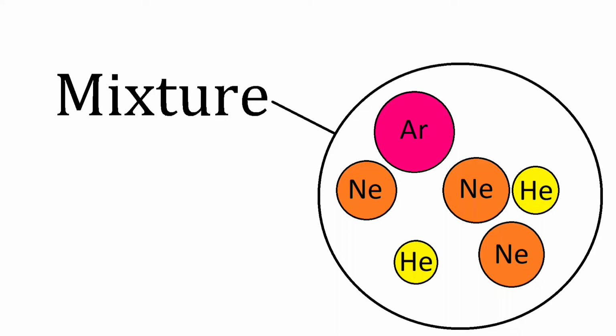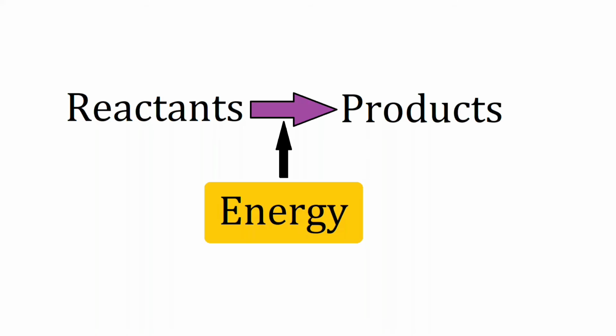Now the next one: a mixture is combined elements and compounds without chemical reactions occurring. In this example, we have a lot of the non-reactive gases and noble gases, such as helium, argon, and neon. They're all gases and they're all just floating around, but they never react with each other. And that's a good example of a mixture.